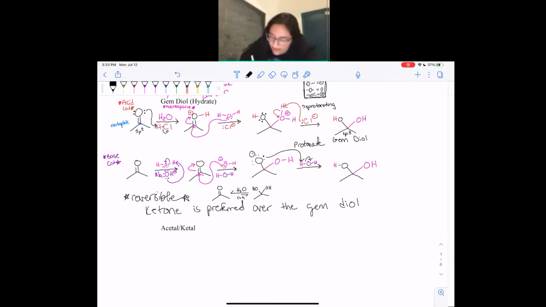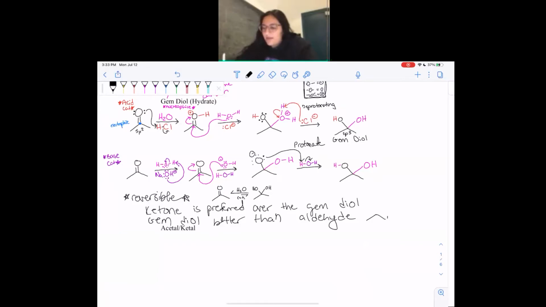However, the aldehyde, actually, I'll write it this way. The gem diol is better than the aldehyde. Because as we said, aldehydes are super, super, super, super, super reactive, right? So the gem diol is actually a little bit better than the aldehyde. So if we were to do this exact same reaction, everything would be exactly the same, but we used an aldehyde instead. Now we're going to flip the equilibrium arrows, and it's going to be H2O and catalyst again. And we're going to prefer the gem diol form.